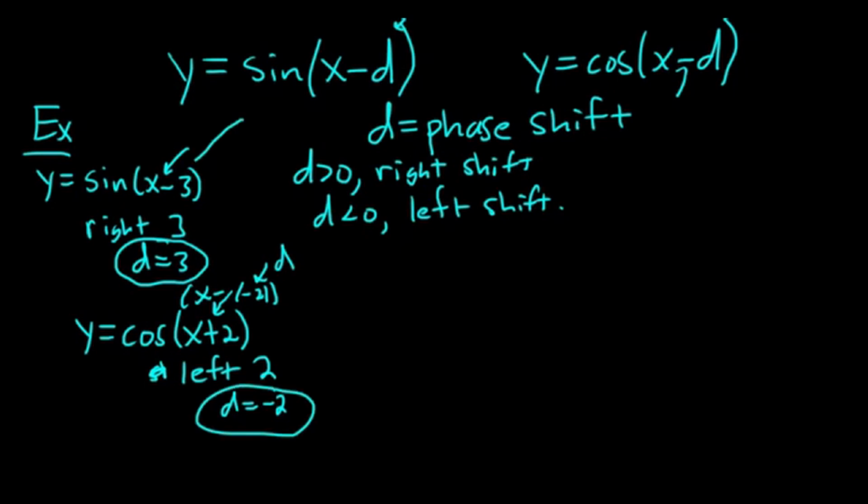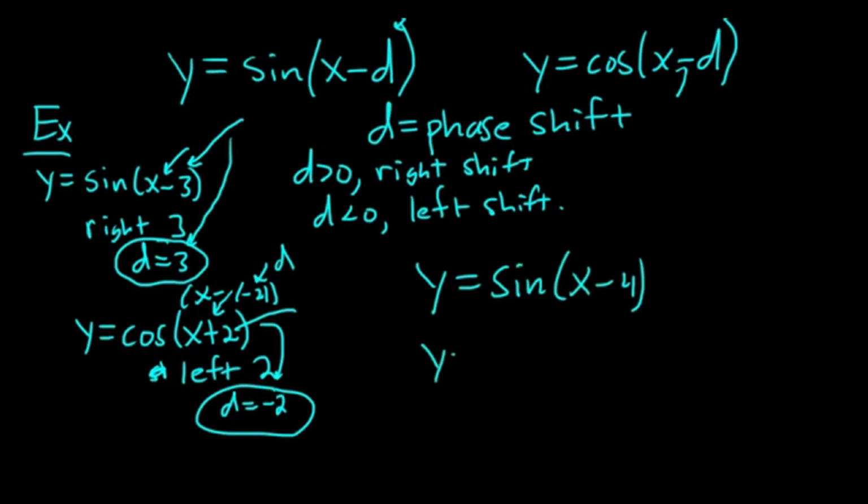So whenever it's x minus 3, it just becomes a plus 3. If it's x plus 2, it becomes a minus 2. Let's do another one. Check this out. Sine of x minus 4. And then one more. Cosine of x plus 8.